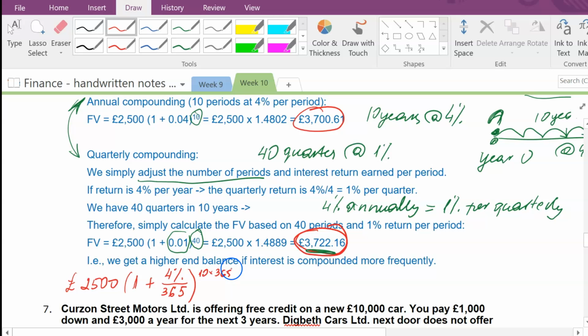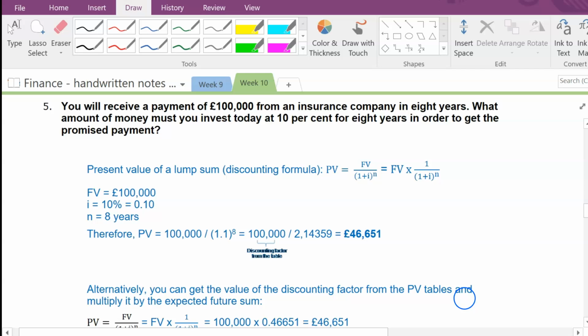So if you are asked to compound with a different frequency rather than annual, you simply adjust the interest rate which you earn per period, and the number of periods. Okay? And now we do the next exercise, exercise 5 on discounting.